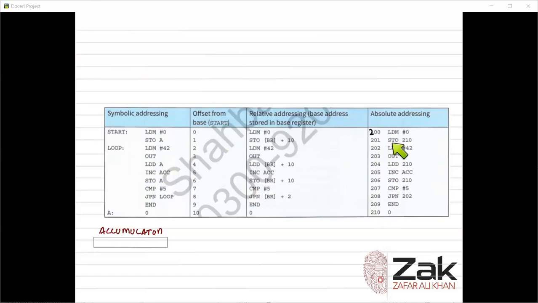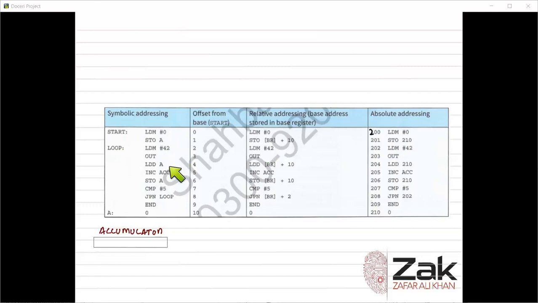So over here, what is written? Store at 210. But over here, what is written? Store at A. Store in A, so it will be saved here. Exactly the same is happening, but the difference is that over here we were using absolute addressing, and over here we are using symbols, the names of the addresses.